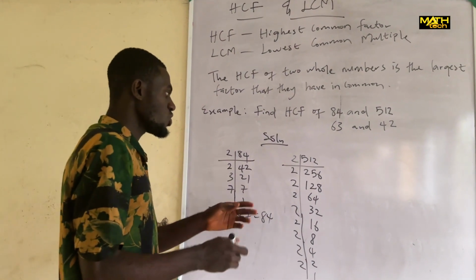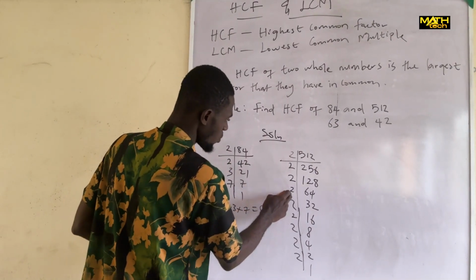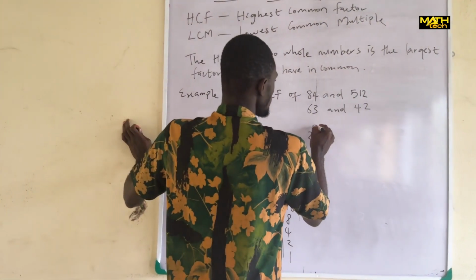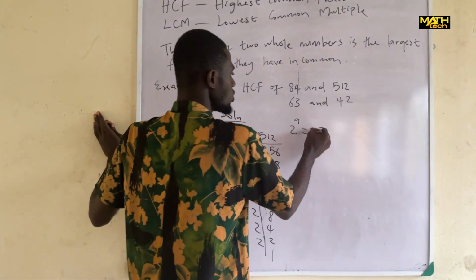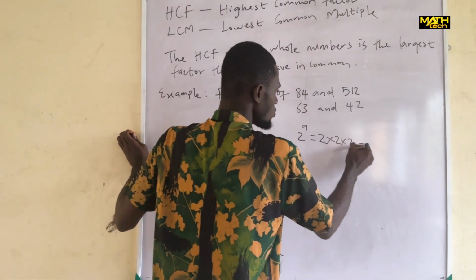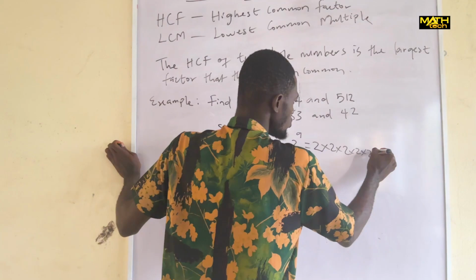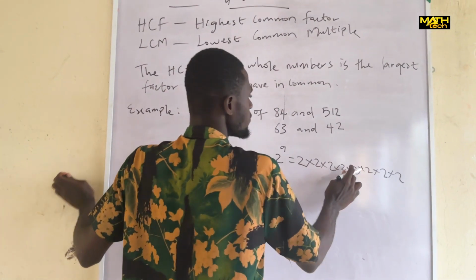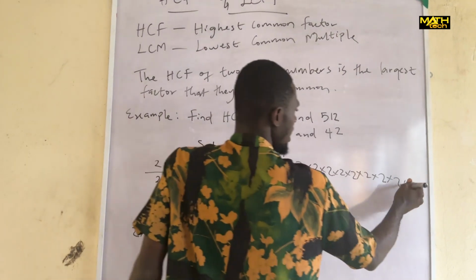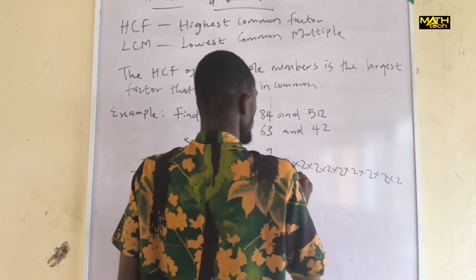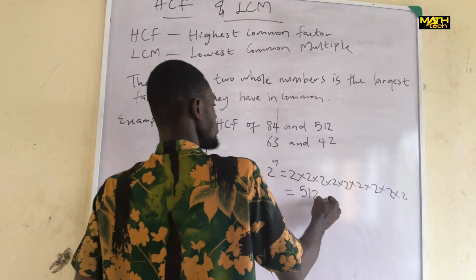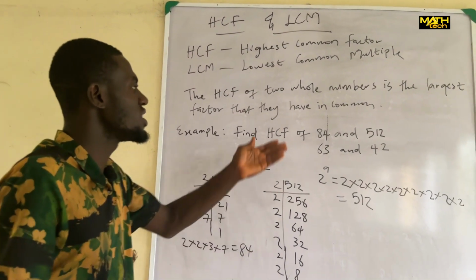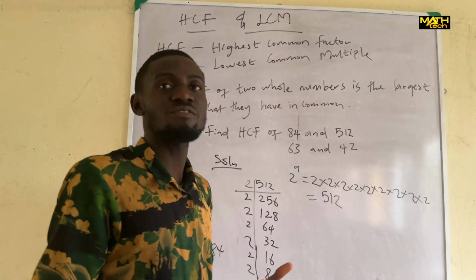So the prime factorization of 512 is 2 raised to power 9, which is still equal to 2 times 2 times 2 times 2 times 2 times 2 times 2 times 2 times 2, nine 2s, and this is equal to 512. So now, how do we pick the highest common factor between 84 and 512?